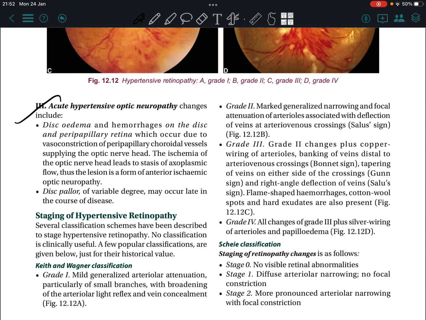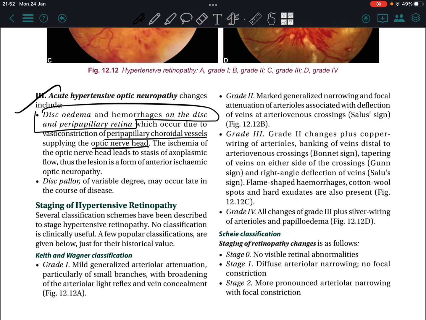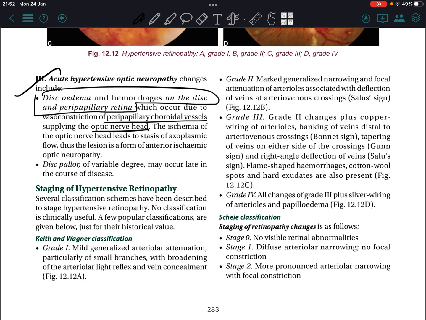Acute hypertensive optic neuropathy changes include disc edema and hemorrhage on the disc and peripapillary retina, which occur due to vasoconstriction of peripapillary choroidal vessels supplying the optic nerve head. The ischemia of the optic nerve head leads to stasis of axoplasmic flow. Thus, the lesion is a form of anterior ischemic optic neuropathy. Disc pallor of variable degree may occur late in the course of the disease.